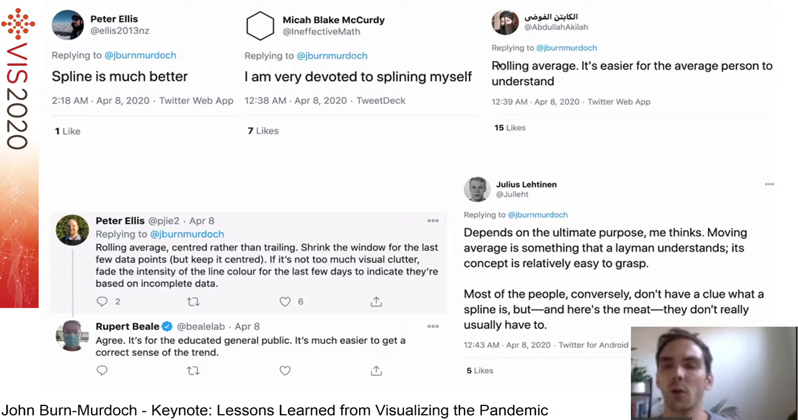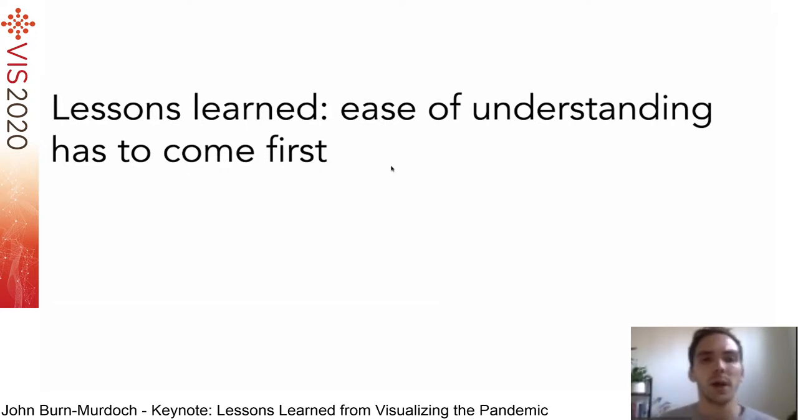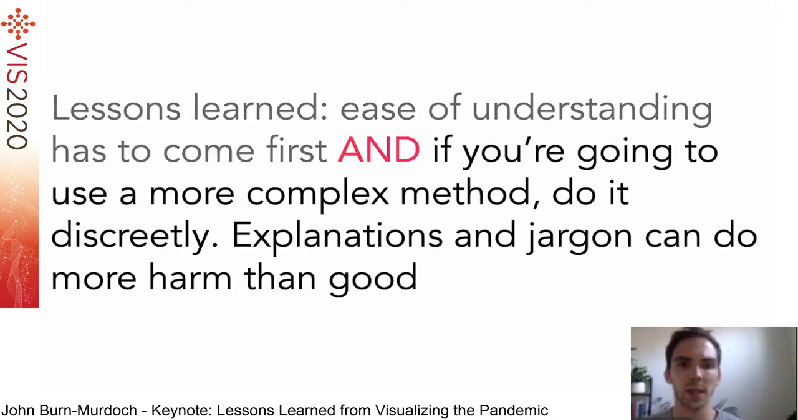So using a rolling average is not about dumbing things down here. It's simply about using a method which is going to be easier for the average person to understand. Yeah, the lesson there really was that ease of understanding has to be our single most important goal as data visualization practitioners. We might have found some more mathematically correct way of doing things, but if that is losing some of our audience along the way, then that's a mistake.